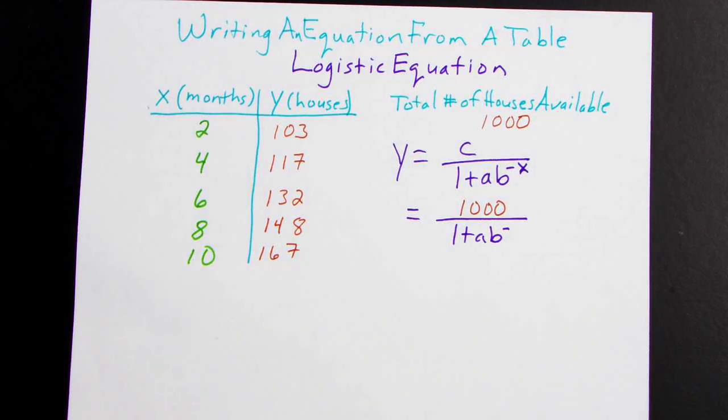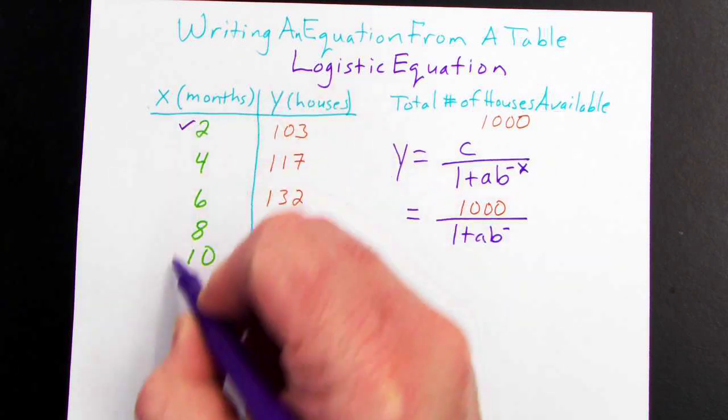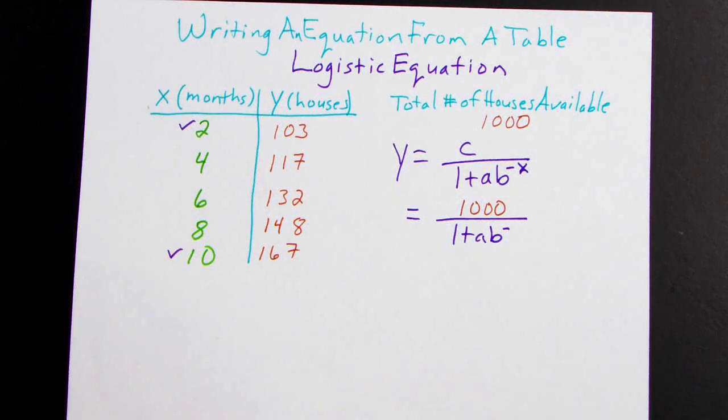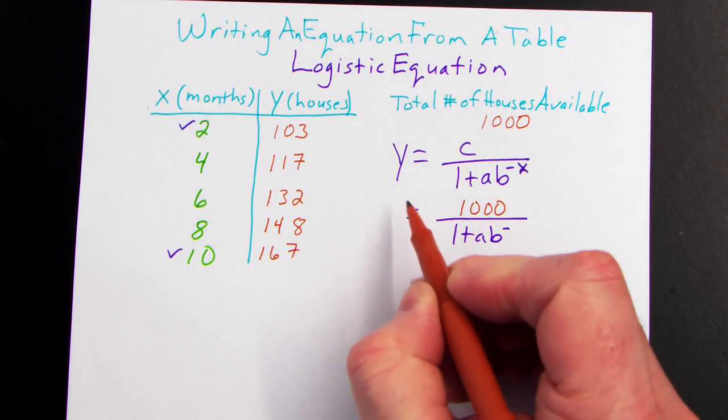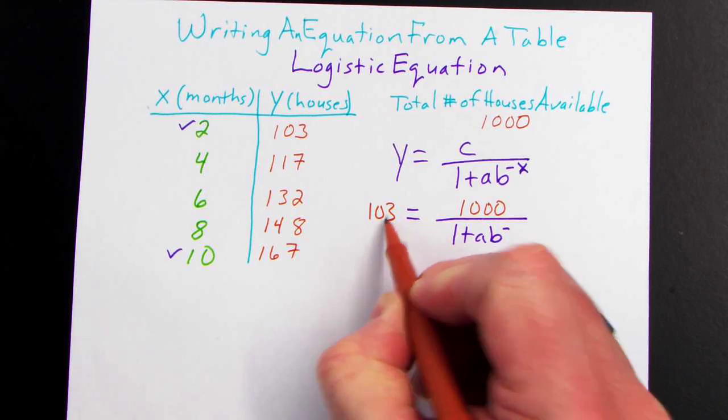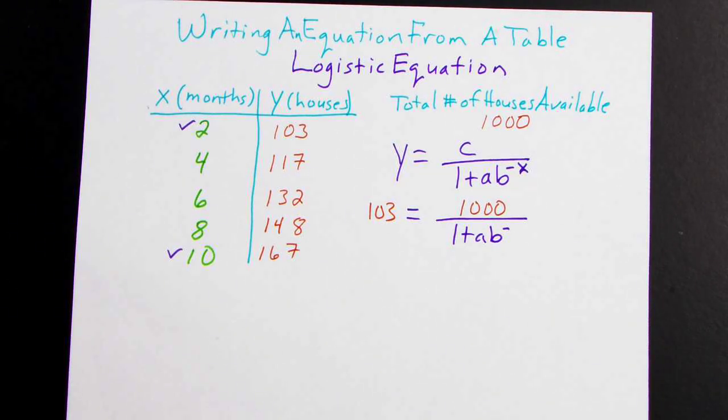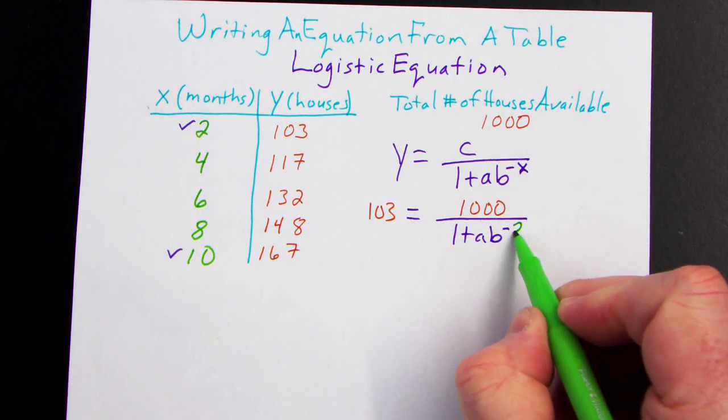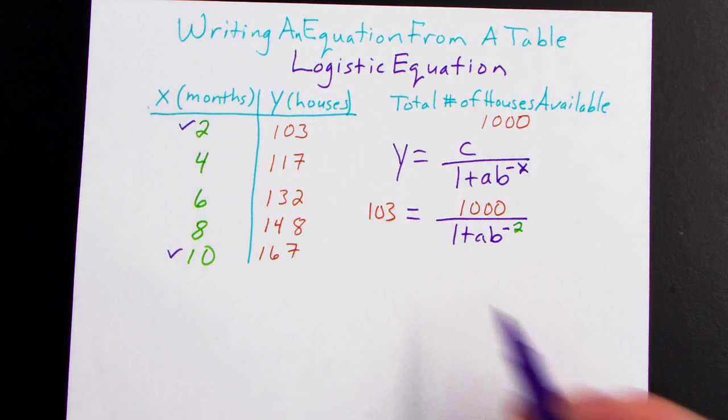So the first thing I'm going to do is pick two of the data points, and especially for a problem like this, I recommend choosing the two extreme points. Okay, so let's start filling in what we know. We know that if we've sold 103 houses, that has taken place over 2 months.